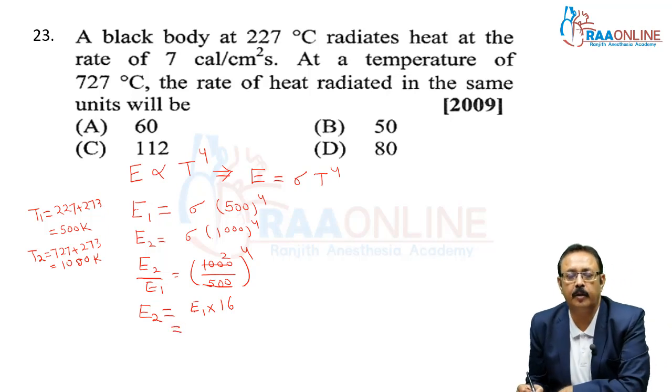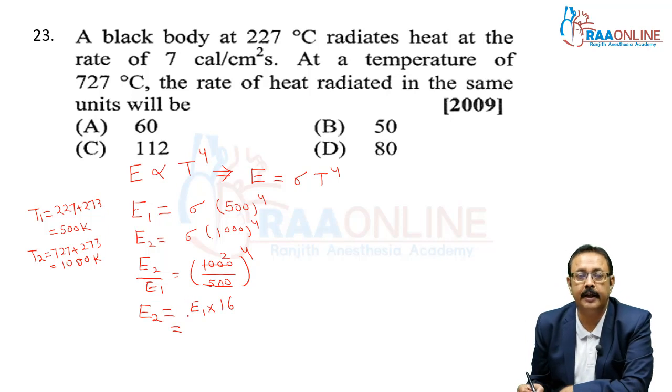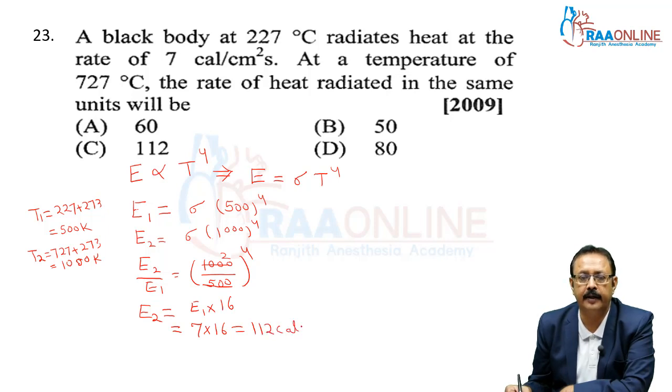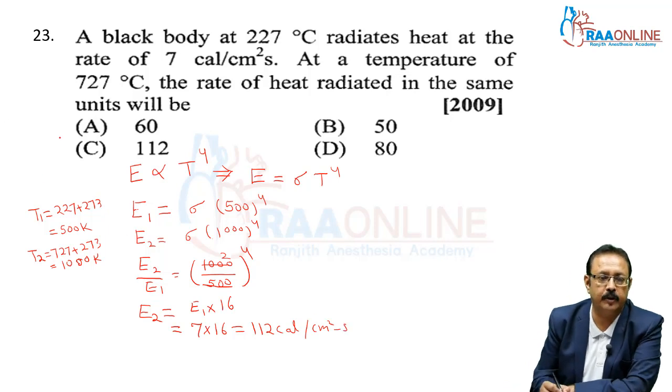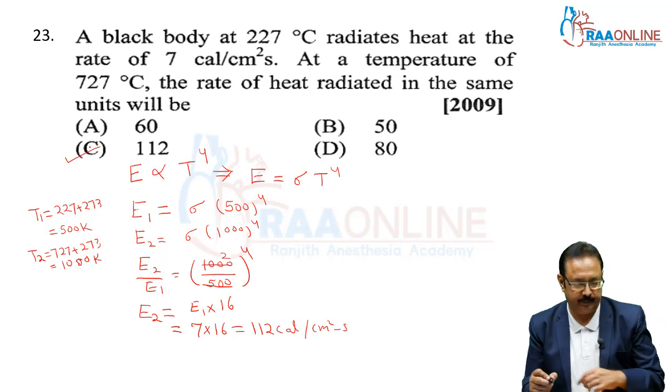Whatever unit you put for E1, you will get the same for E2. In the same units we want to calculate. So I am writing only the number 7, and you know the table of 7. 7 sixteens are 112. So we are getting 112 calorie per centimeter square second. So we are going with option C.